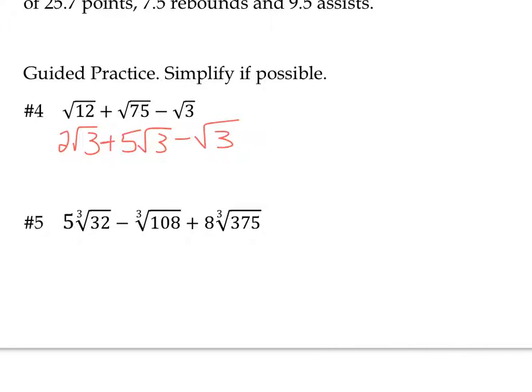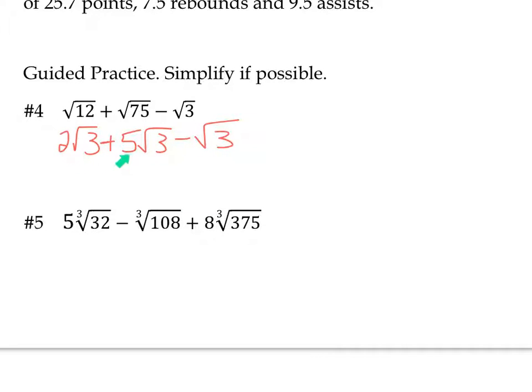So now we've got the same radical: square root of 3, square root of 3, square root of 3. You want to make sure you know how to get from the square root of 12 to 2 square root of 3, and from square root of 75 to 5 square root of 3. That's nothing new for this particular lesson, but we need to be able to do that so now we can see that these are like radicals.